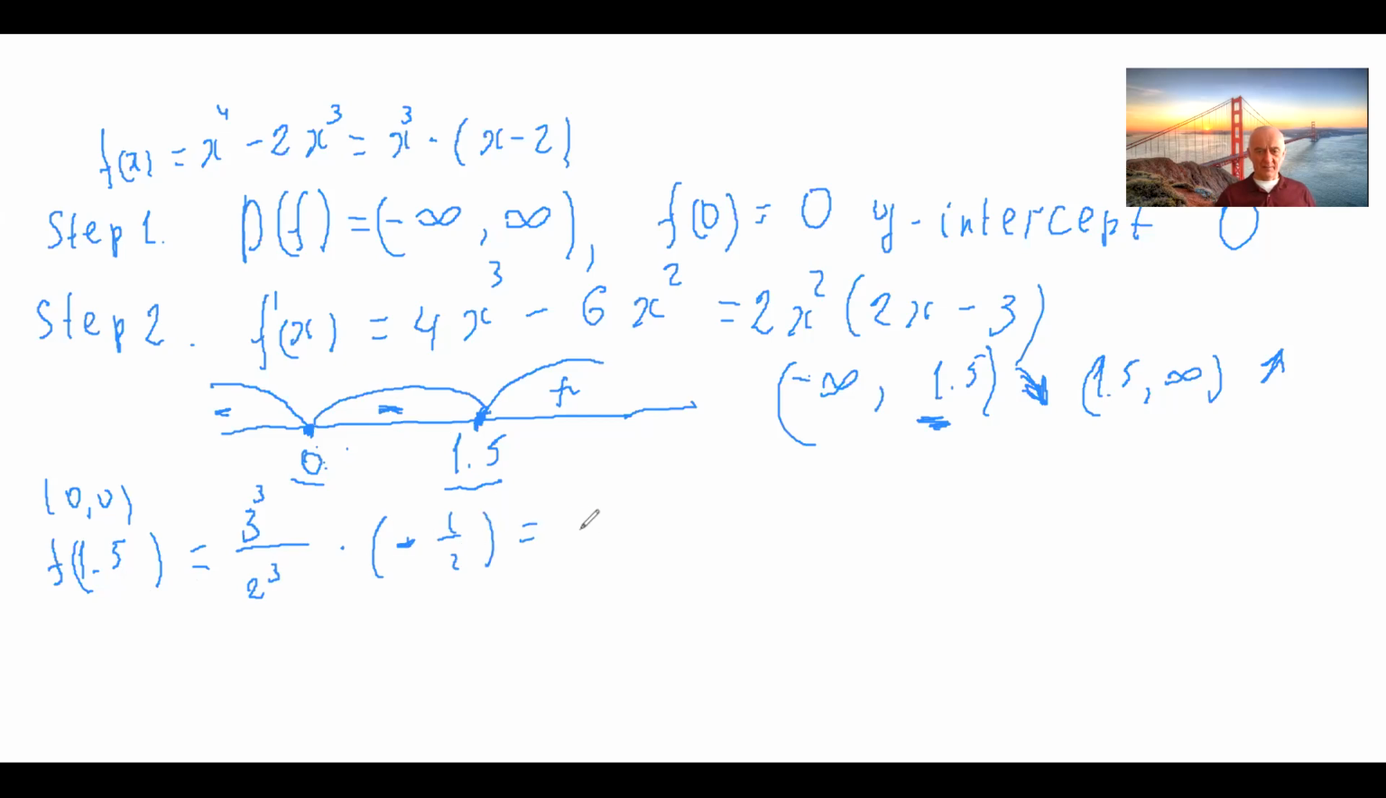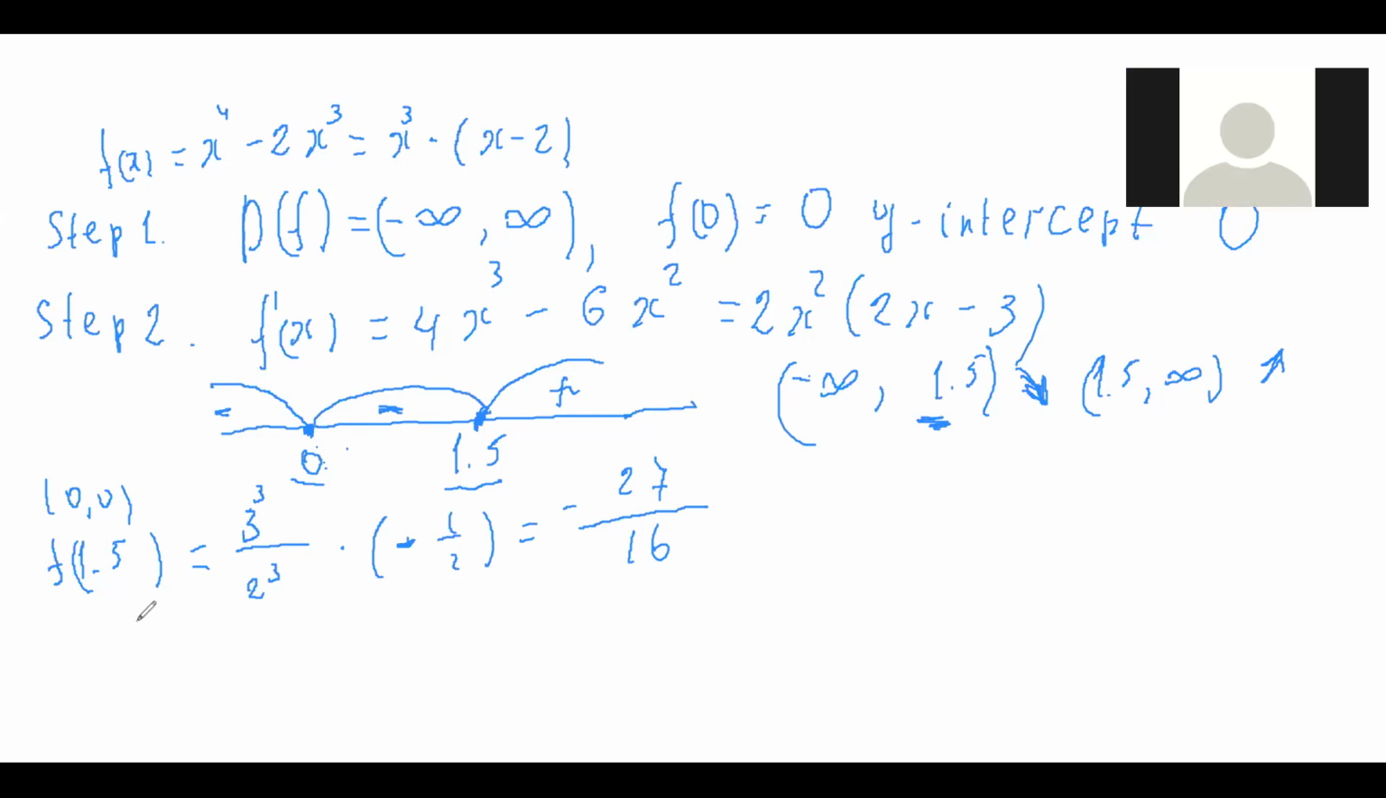So finally, we have minus. Here we have 3 cubed, it's 27. And here we have 2 to the power 4, 16. Now you can divide it in the calculator and find it. One way, you can do 1.68. The number is 1.68.